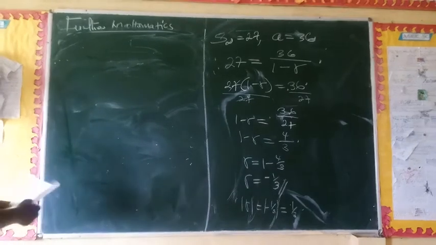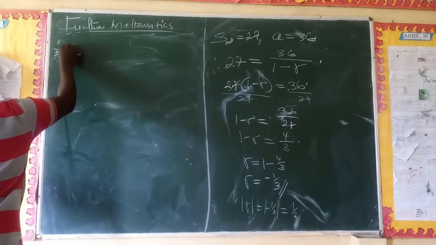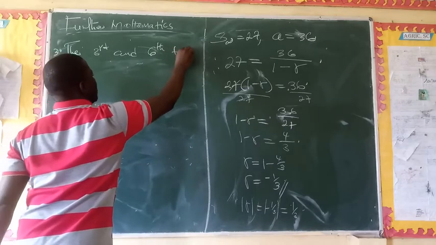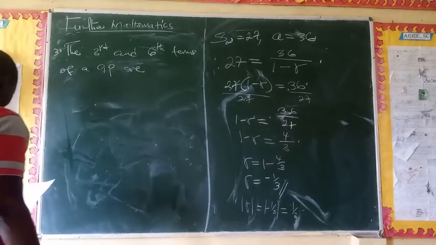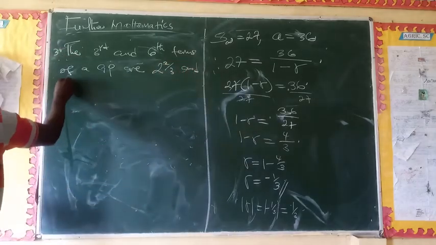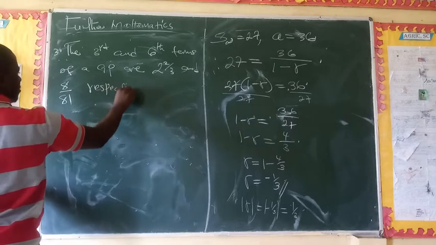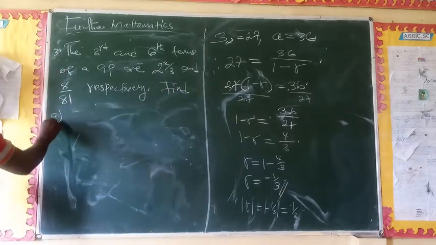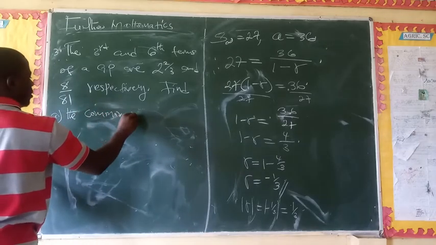Okay. Another question, number 3. It says that the third and sixth terms of a GP are 2 over 3 and 8 over 81, respectively. Find A, the common ratio.